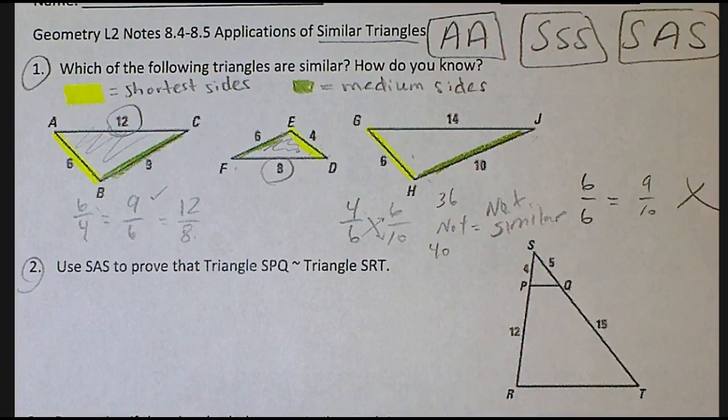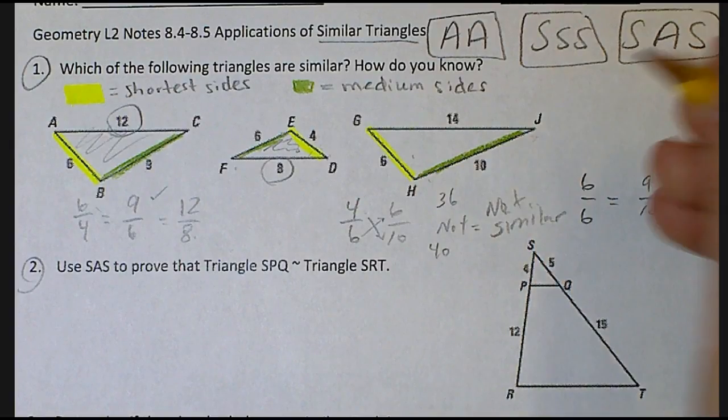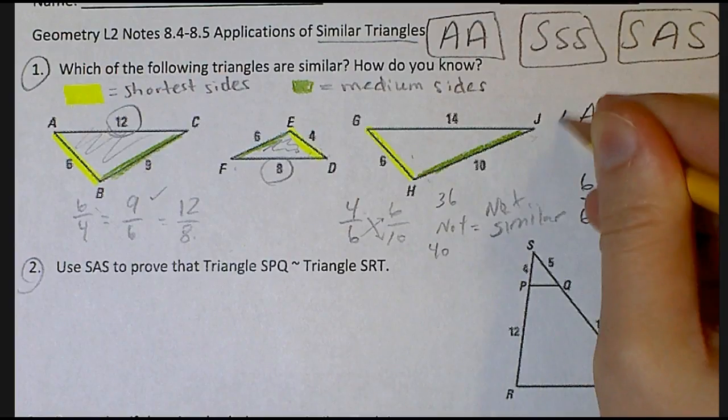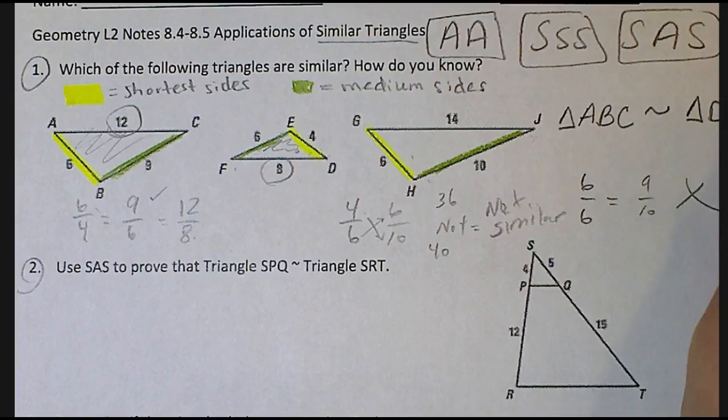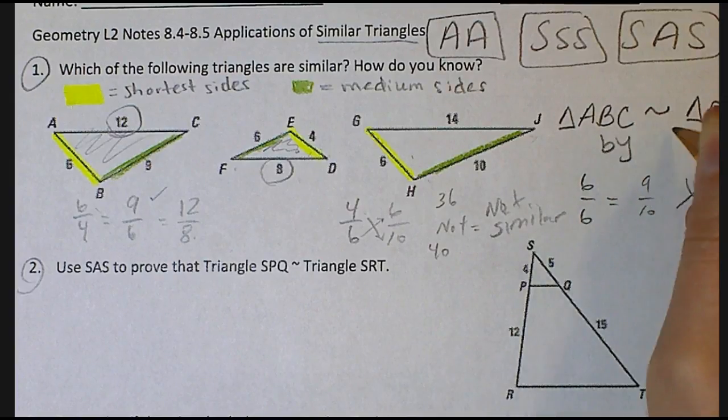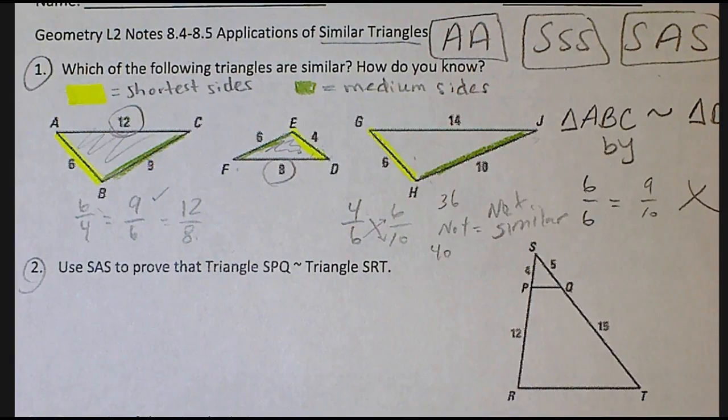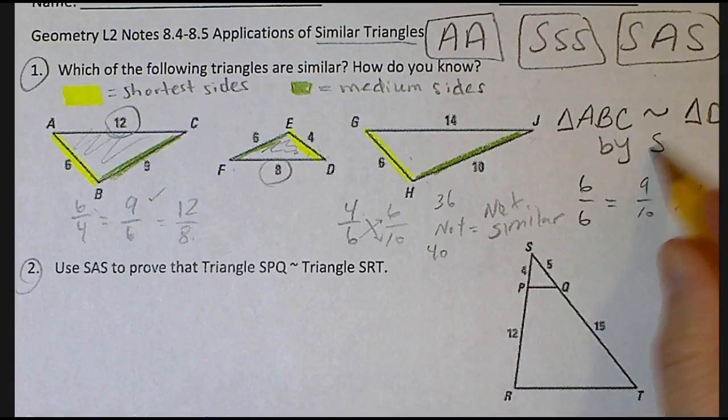So to answer this question, the only triangles that are similar would be triangle ABC and triangle DEF by one of these 3 shortcuts. So that would be by SSS.